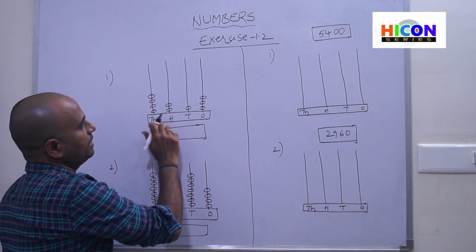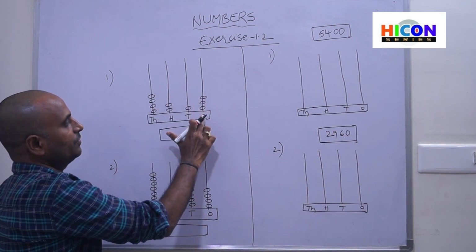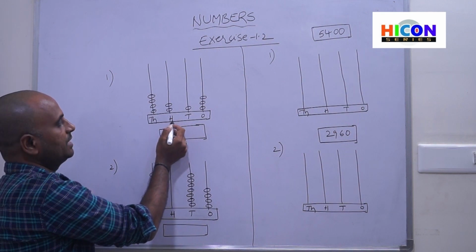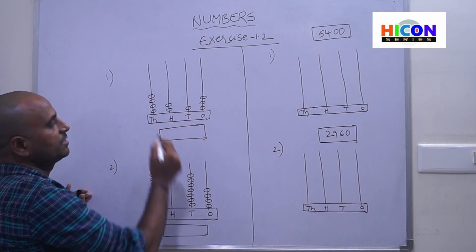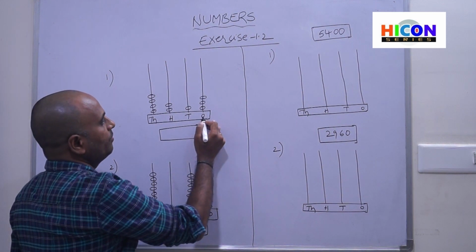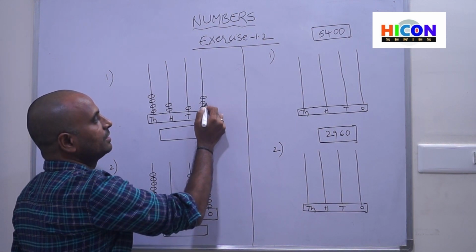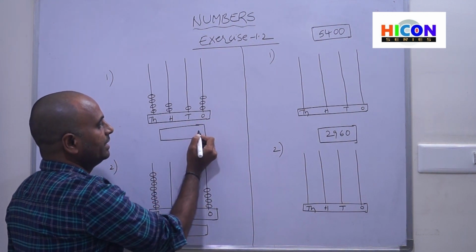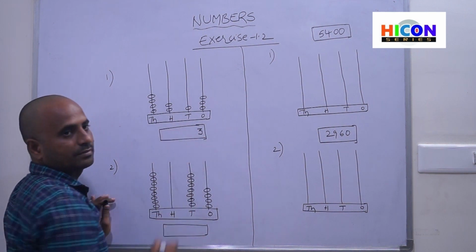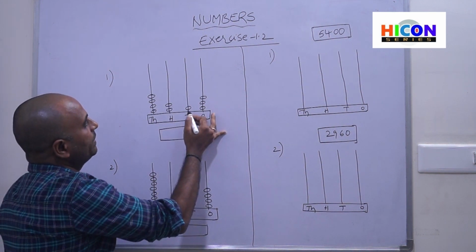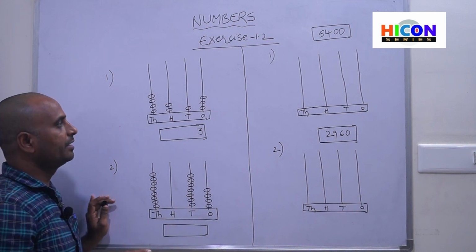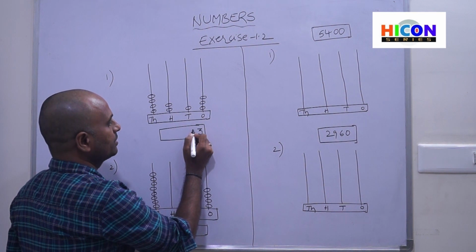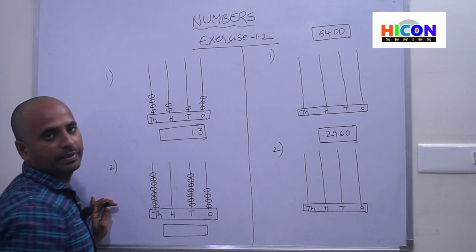In this abacus there are 4 sticks. The first stick is the ones place, the second stick represents the tens place, the third stick represents the hundreds place, and the fourth stick represents the thousands place. The ones place stick contains 3 beads, so the digit in the ones place is 3. The tens place stick contains only 1 bead, so the digit 1 is present in the tens place. So write 1 in the tens place.